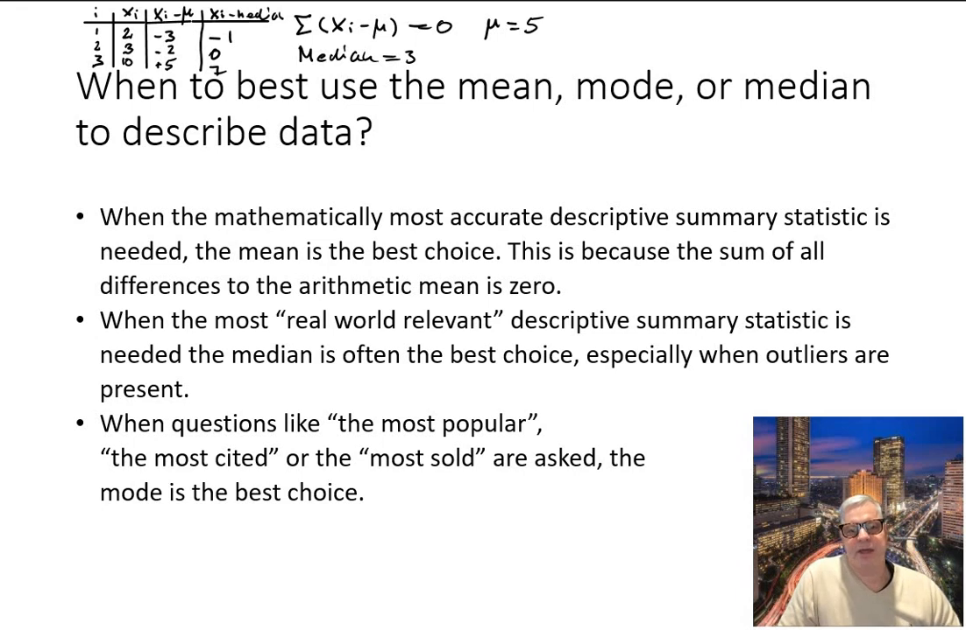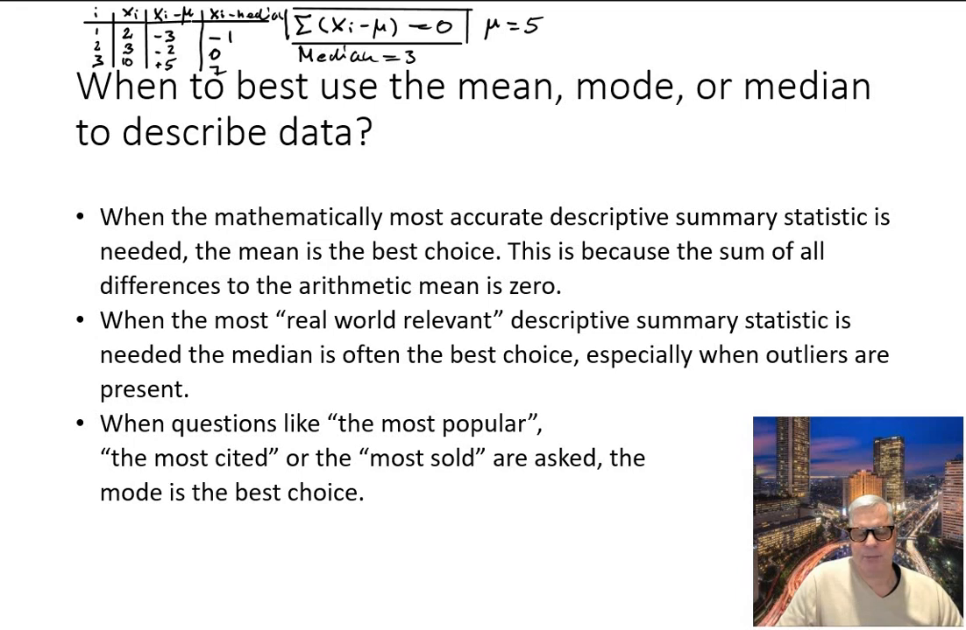But anyhow, I think that the concept is clear what we mean by the mathematically most accurate. The mathematically most accurate measure of central tendency relates to the fact that the sum of all the deviations from the mean are always 0. That makes the mean the mathematically most accurate. But sometimes we still need to know the median.